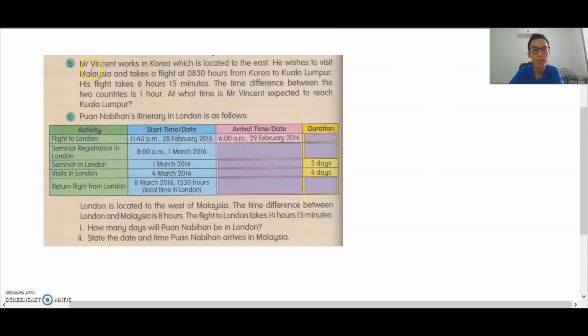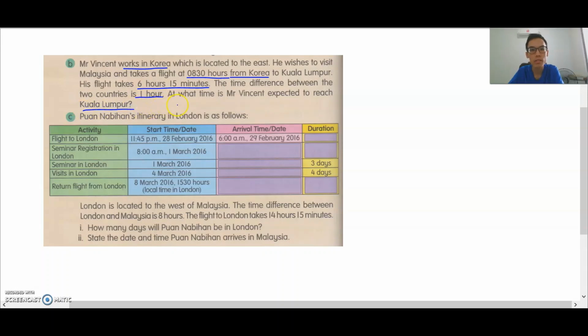Okay, for question B, Mr. Vincent works in Korea and he wishes to visit Malaysia. He takes a flight at 0830 hours from Korea. Okay, he's flying from Korea. The flight takes 6 hours 15 minutes. The time difference is 1 hour. What time is it expected to reach KL?